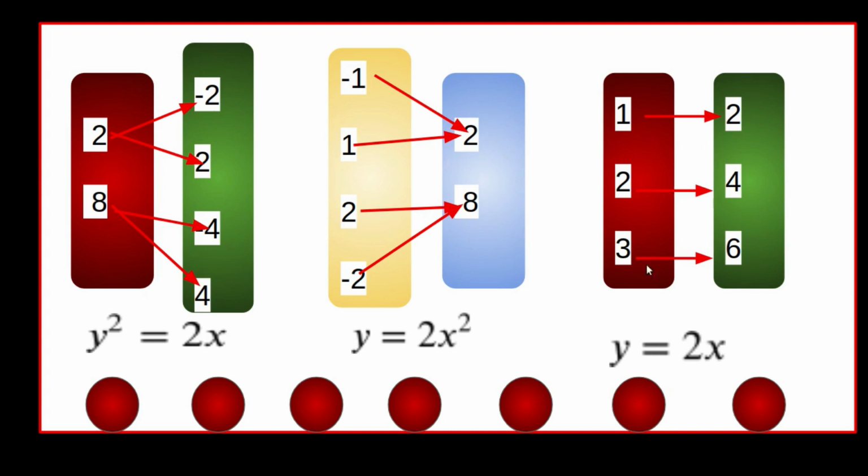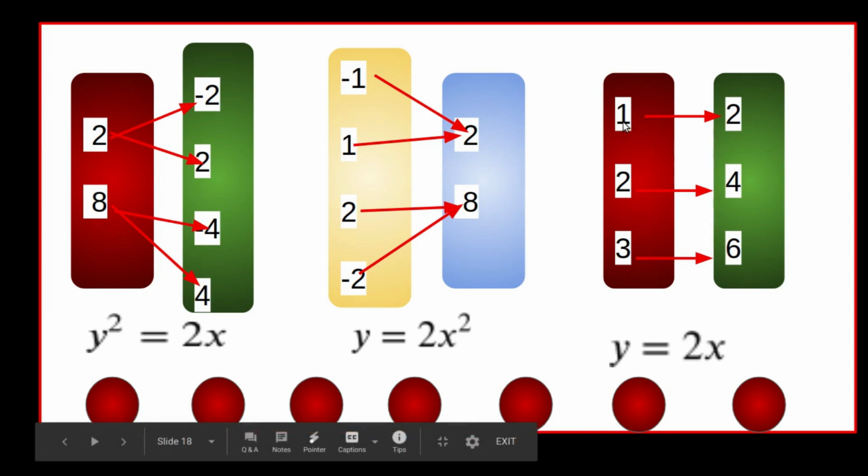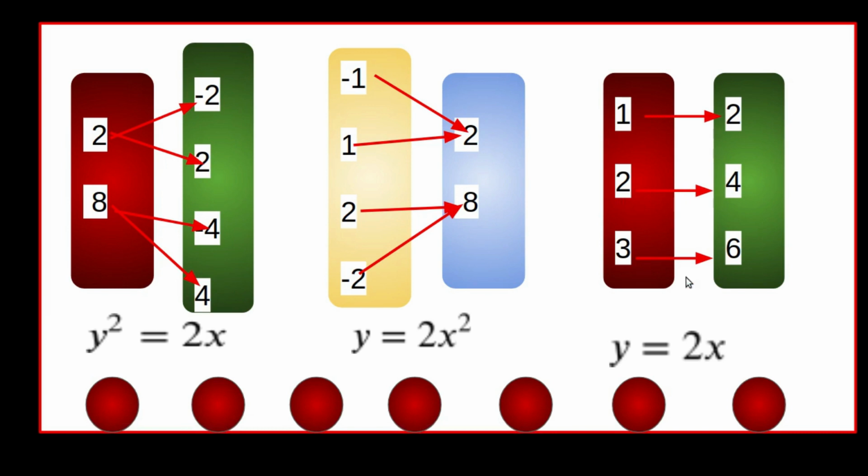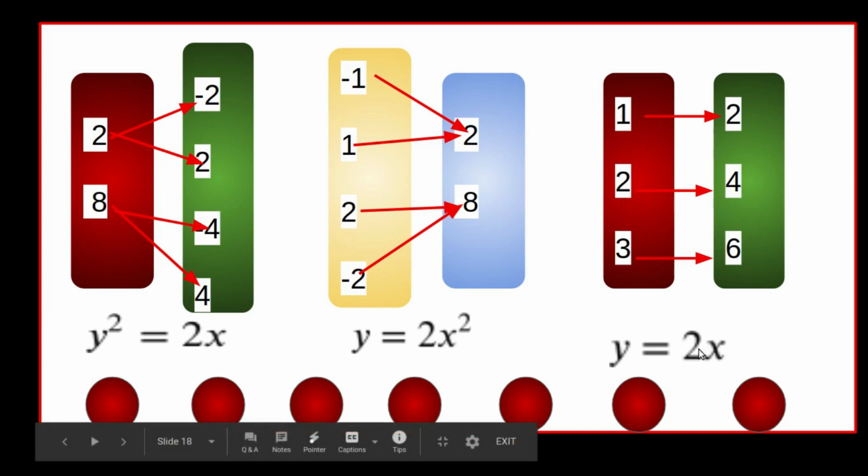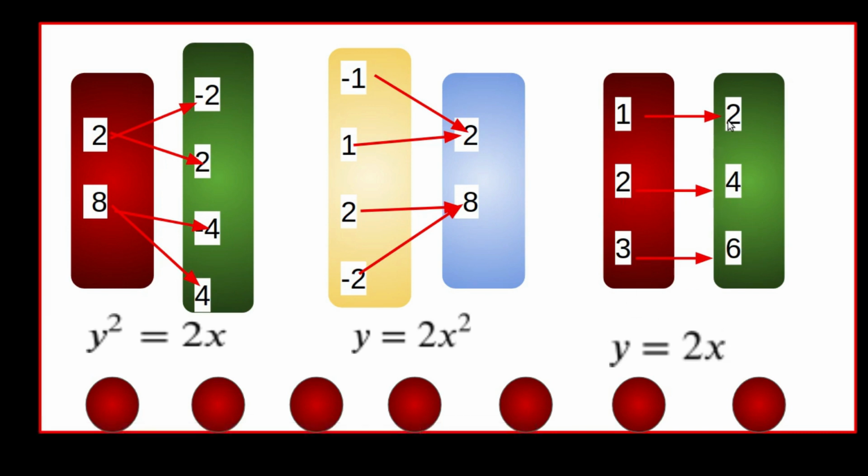Now the third one, y equal to 2x. So 1 to 2, 2 into 2 is 4, 2 into 3 is 6. Now this function is both 1-1 and onto. Distinct elements are mapped to distinct elements, and every element of codomain has a preimage. So this function is both 1-1 and onto. So this function is bijective.